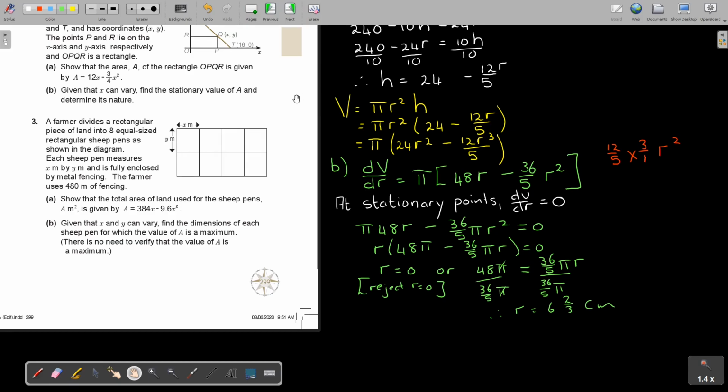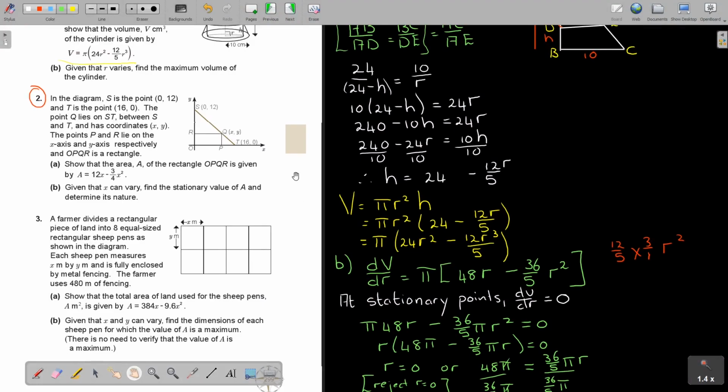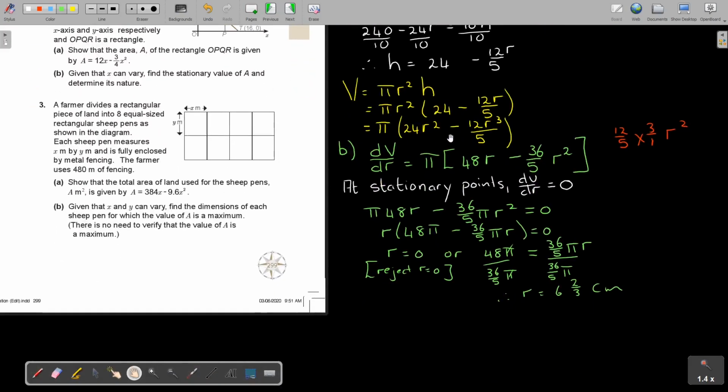Okay, I'm not there. I want to say R. Given that R varies, find the maximum volume of the cylinder. Okay, let's just go up. And now I'm just going to find the maximum volume, so say maximum volume, and I'm just going to substitute in this.